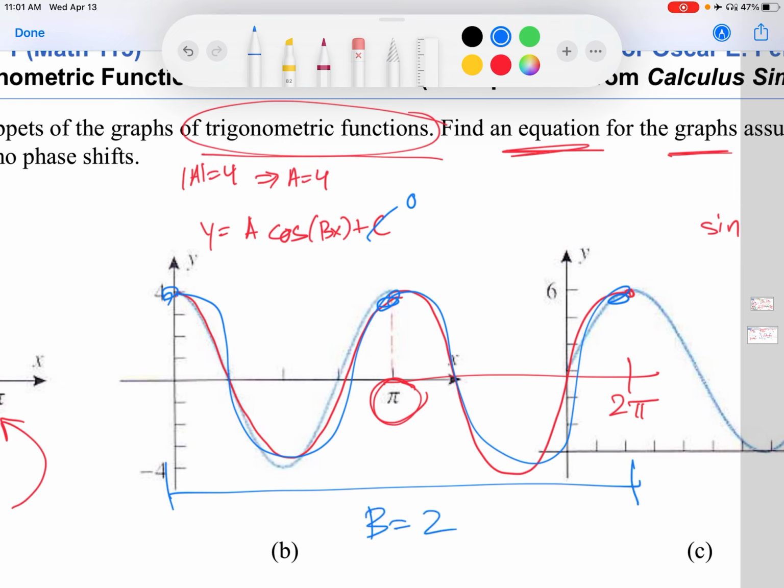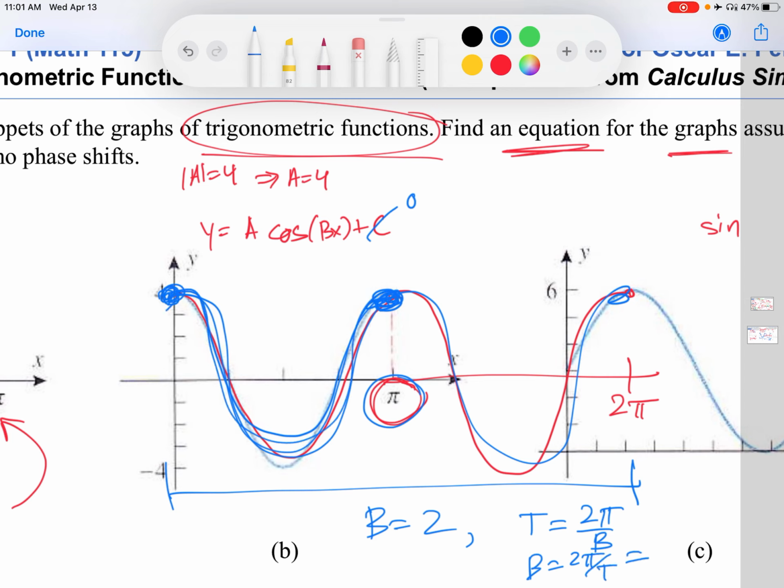Again, we could look at this by looking at the period. This is one full cycle right here. It took pi units, so 2 pi over b, b is 2 pi over T.